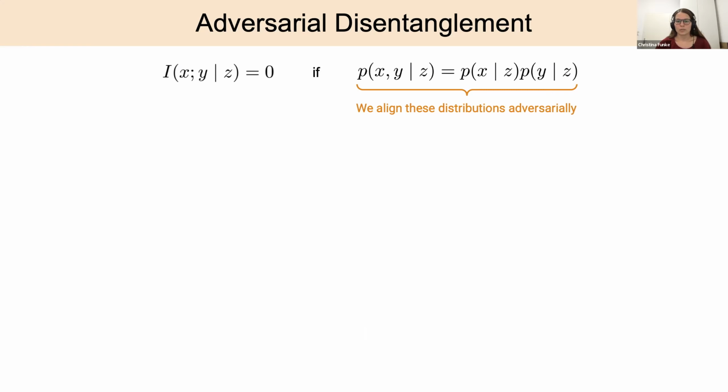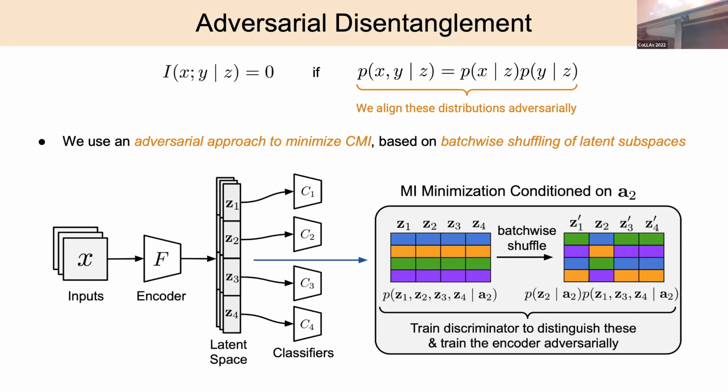Our approach works as follows. Say you want to minimize the conditional mutual information given an attribute, for example, A2. First, we sample a mini batch of examples that have a particular value for A2 and pass them through the encoder to get a mini batch of latents. We can now minimize a supervised objective using separate classifiers on the corresponding latent subspaces. Also, this mini batch of latents gives us samples from the joint distribution conditioned on A2.